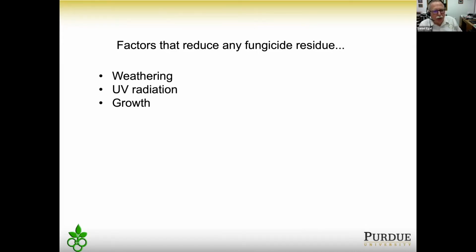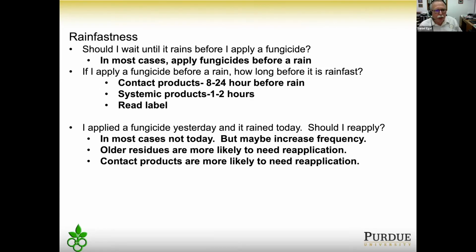So what factors then reduce fungicide residue? Well, any kind of weathering, that could be rain, as we've been talking about, or wind, but UV radiation, sunlight, will reduce fungicide residue over time. And then, of course, growth. If your plants are growing, then for the most part, that growth is not going to have fungicide residue on them.